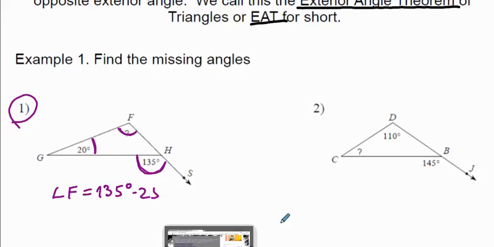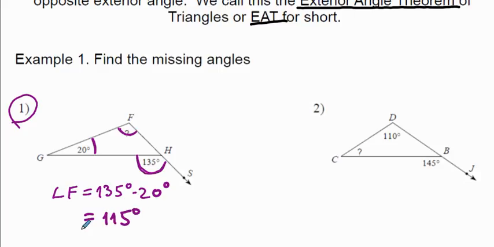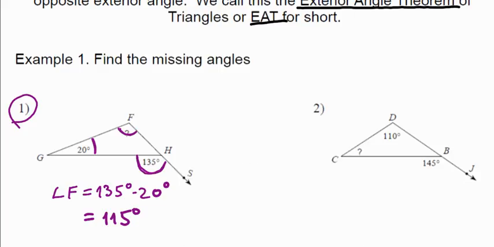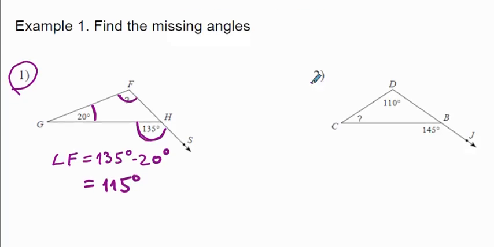There we go. That is 115. And that's it. That is the external angle theorem. And we don't have to show any more than that. It's pretty straightforward. The next one, example 2.